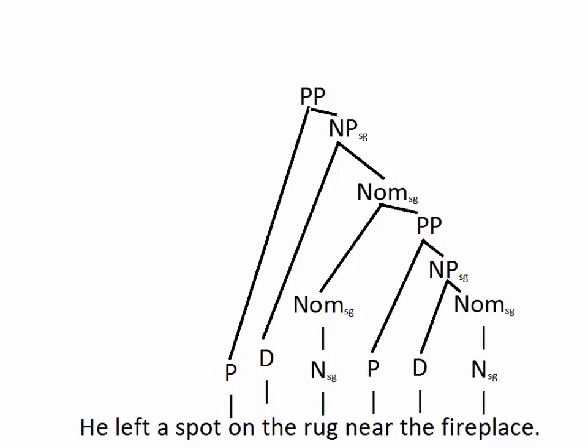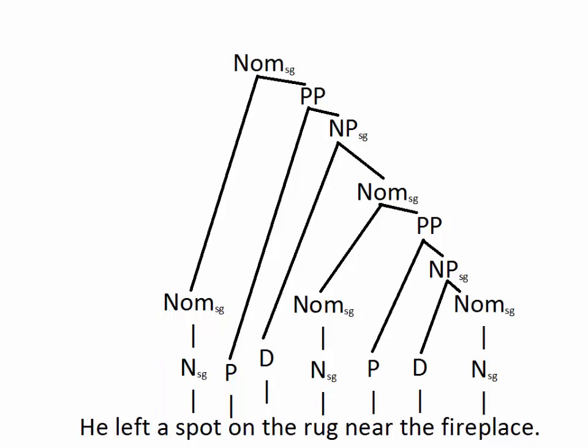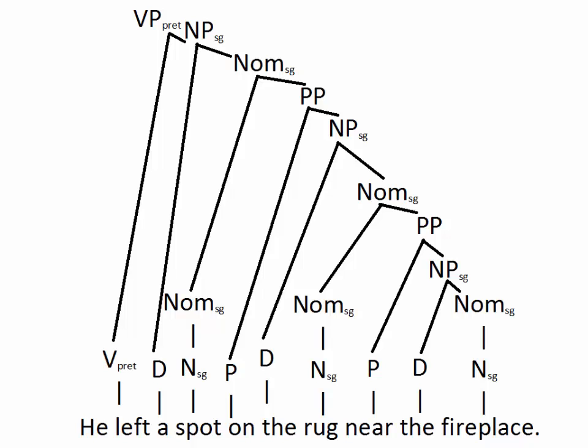This would then modify the nominal headed by spot, producing the larger nominal. A spot on the rug near the fireplace then occurs as the object of the verb, giving us our complete predicate, which then combines with the subject to form the sentence. This will give us the structure of the sentence if near the fireplace modifies rug and leaves unspecified where exactly on the rug the spot is.